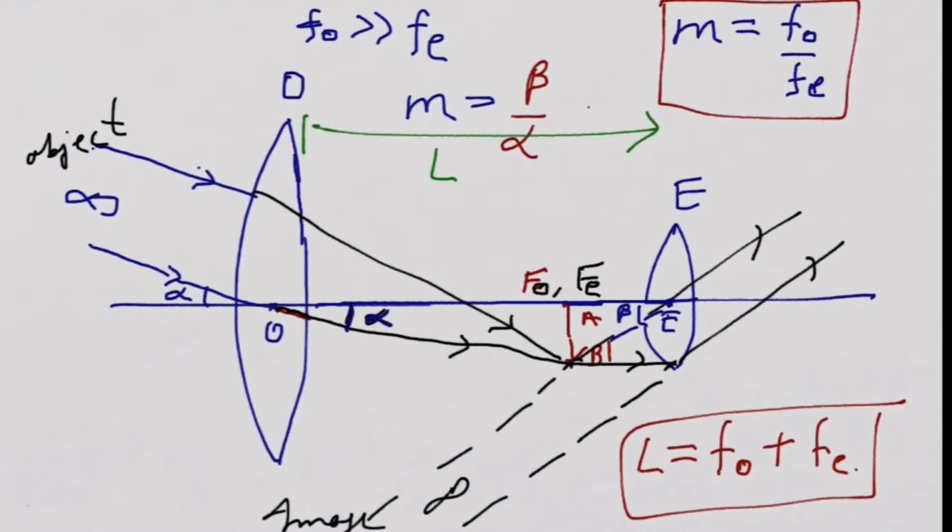तो मैग्नीफाइंग पावर बढ़ाने के लिए FE should be small, FO should be large. Objective lens of a bigger size, bigger aperture, eyepiece of a smaller size, smaller aperture should be used in astronomical telescope. Okay, so this way you can make simple ray diagram of astronomical telescope in normal adjustment.